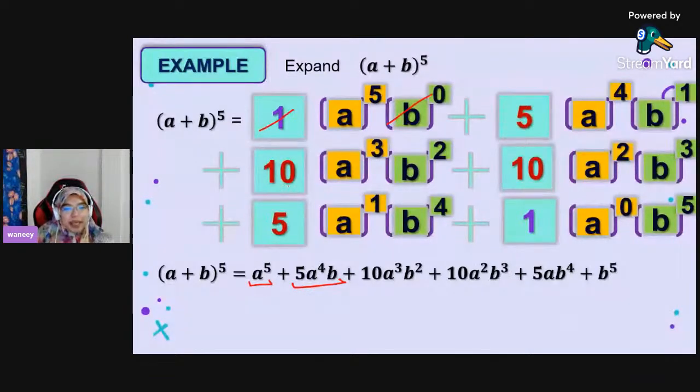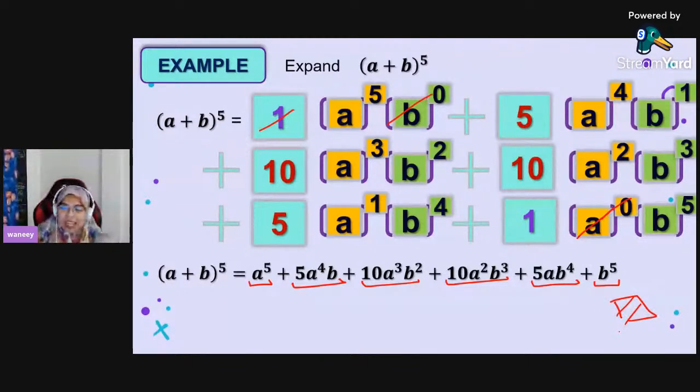Then 10a cubed b squared, 10a squared b cubed, 5ab to the power of 4, and then over here we have 1, a to the power of 0 is 1, multiplied with b to the power of 5, so it simply becomes b to the power of 5. So that is our expansion.